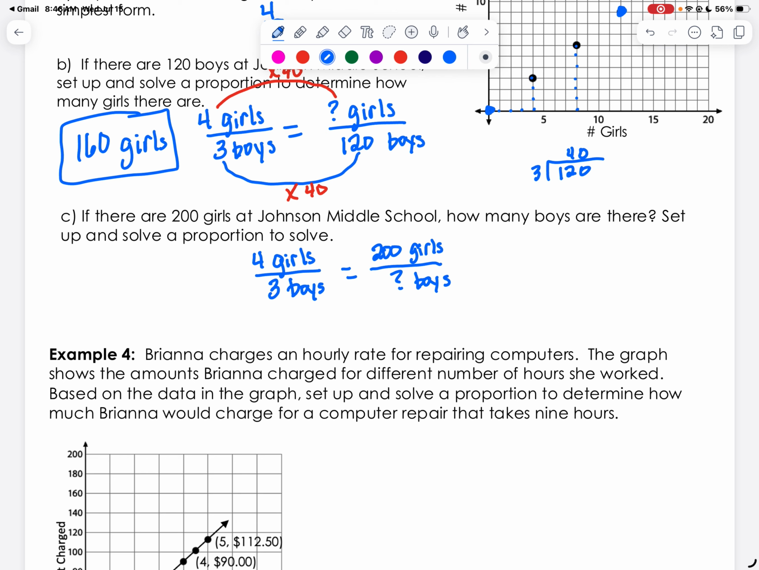So this time, we have to scale the numerator. We have to determine what we are scaling the numerator by. So I want to know how many times 4 will go into 200. So 4 goes into 20 5 times, and 4 goes into 0 0 times. So 4 will go into 200 50 times. So I'm going to multiply the top by 50, and I'm going to scale the bottom by 50. So 3 times 50 would give us 150 boys.